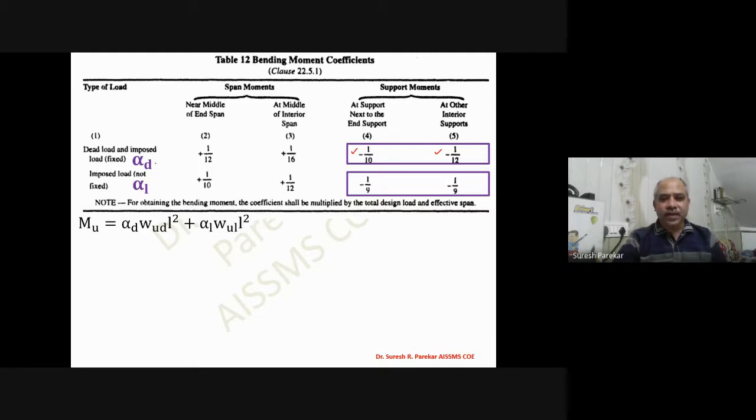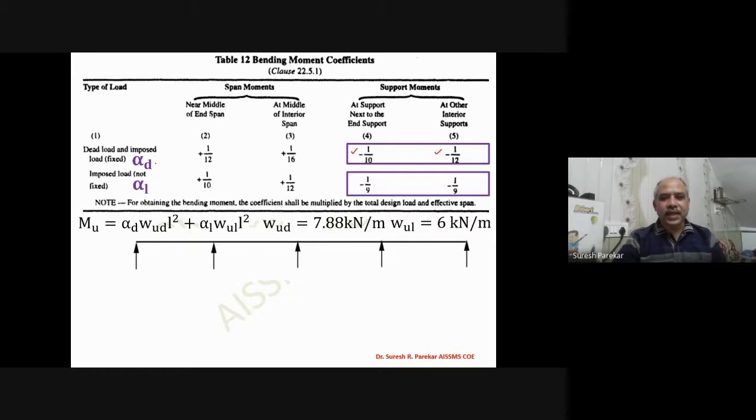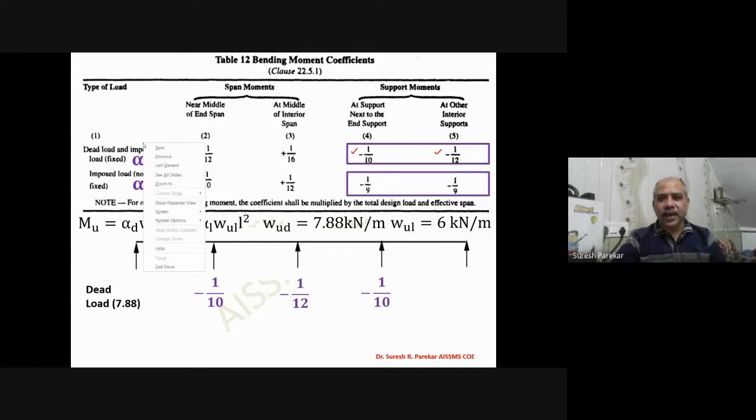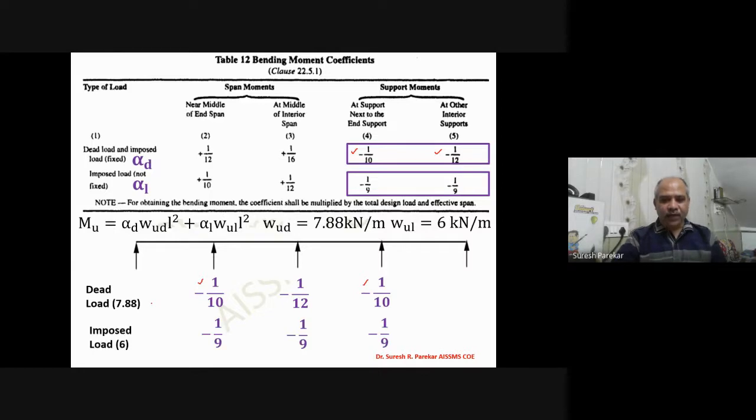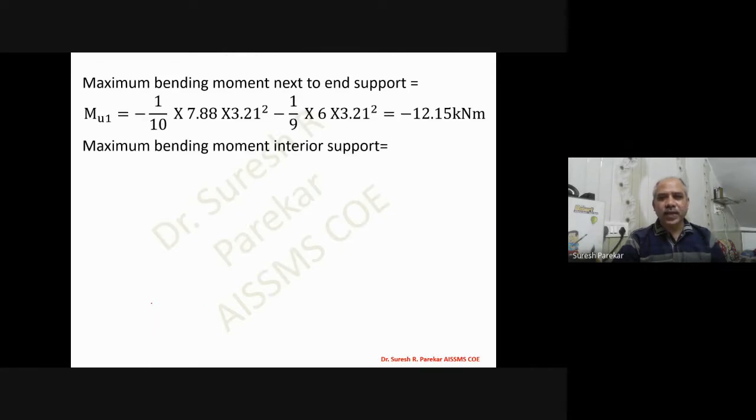So the formula we have is the same again. So WUD same, WL same. And then for dead load we have minus 1 by 10 at the support next to end support, and at interior support minus 1 by 12 for dead load. And for live load, that is imposed load, we have minus 1 by 9 everywhere. Then we are going to calculate this value.